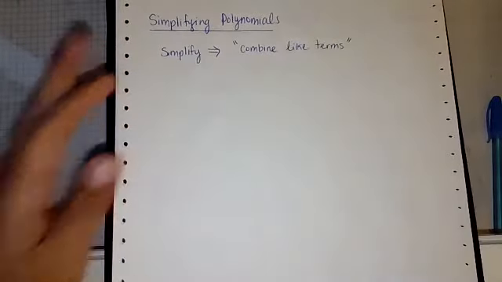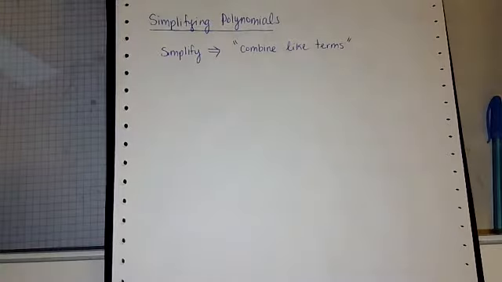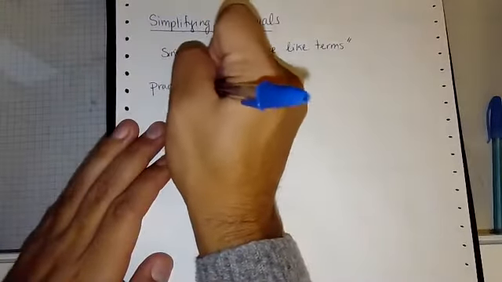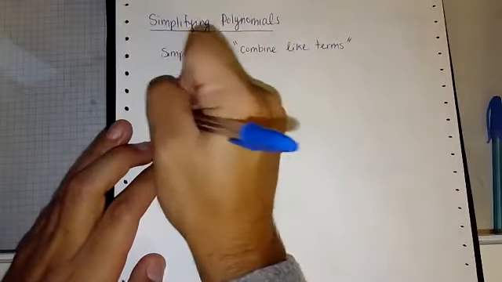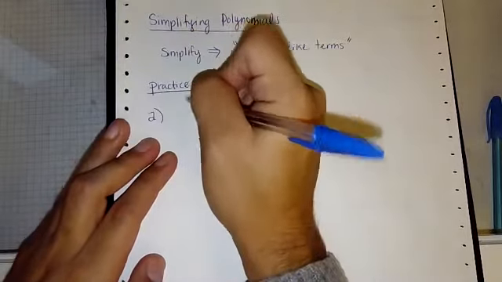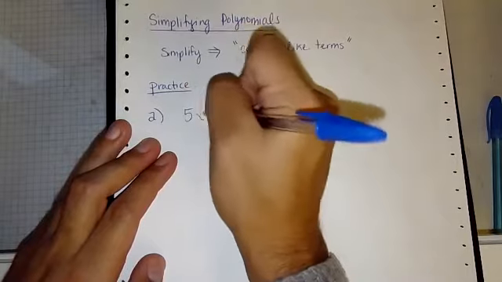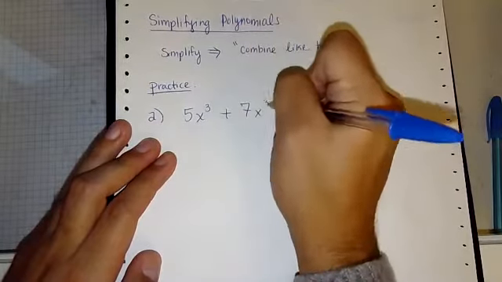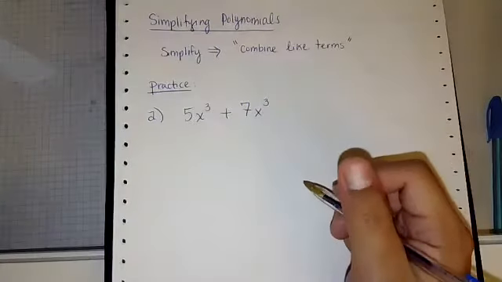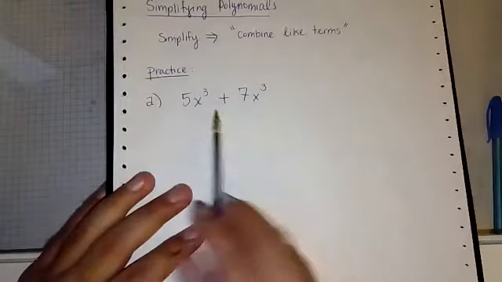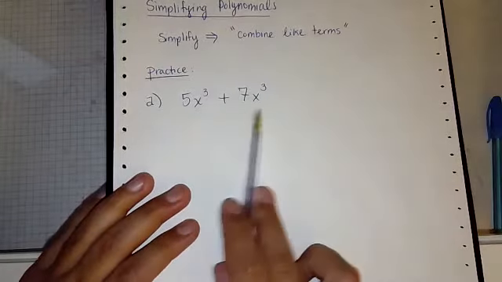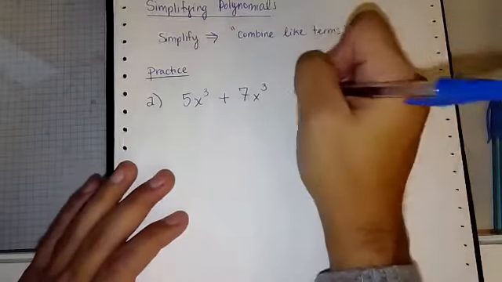Okay, so I'm just going to jump in with some practice problems and see if we can simplify these. So let's say that we're given the polynomial 5x to the 3rd power plus 7x to the 3rd power. Can anybody jump in and tell me how I would simplify this, or how I would go about combining like terms? What should I simplify this down to?